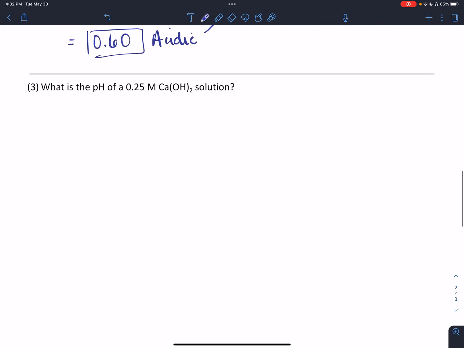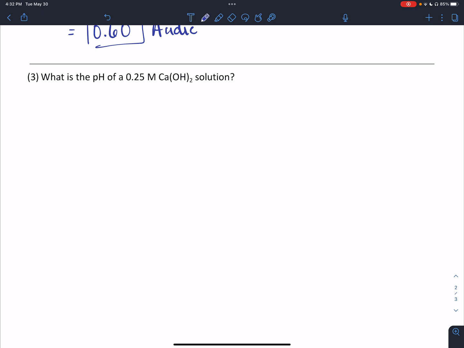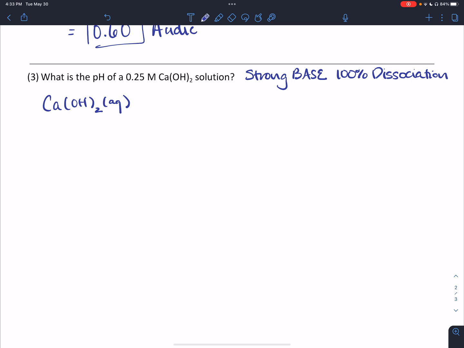All right, let's try one more. This time, what is the pH of 0.25 molar calcium hydroxide? So this is a base. So this is a strong base. It's a group 2 metal with hydroxide. And what that means is 100% dissociation. Remember, acids ionize and bases dissociate. So for my dissociation reaction, I'm going to start with my calcium hydroxide, and I'm going to let it split into its 2 ions. So in this case, calcium and hydroxide, and then when I balance, I'm going to have 2 hydroxides.